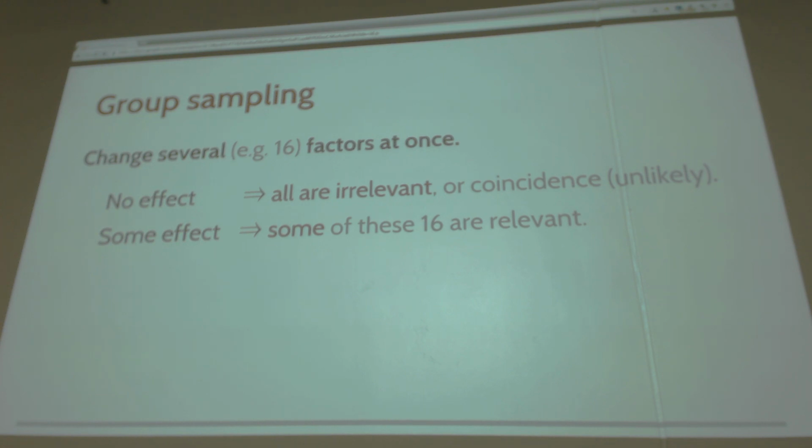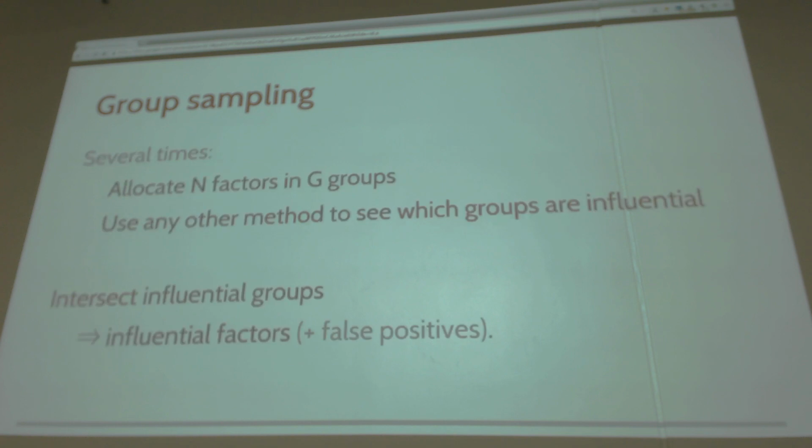Now, if the combination is relevant, then we have to dig further and see which particular parameters of these 16 cause the combination to matter. So we'll have to subdivide the combination somehow, or maybe we'll have to do something else.